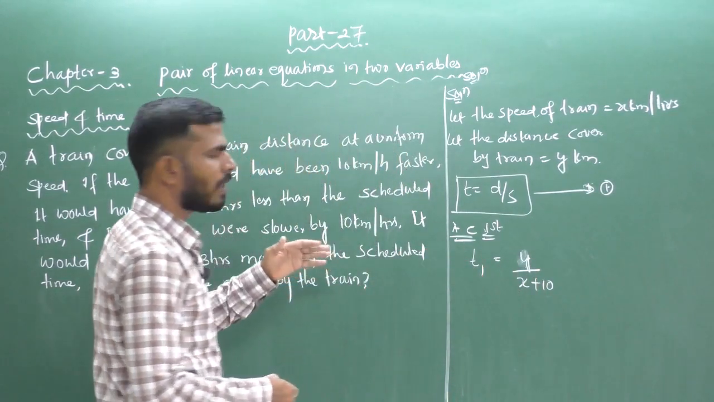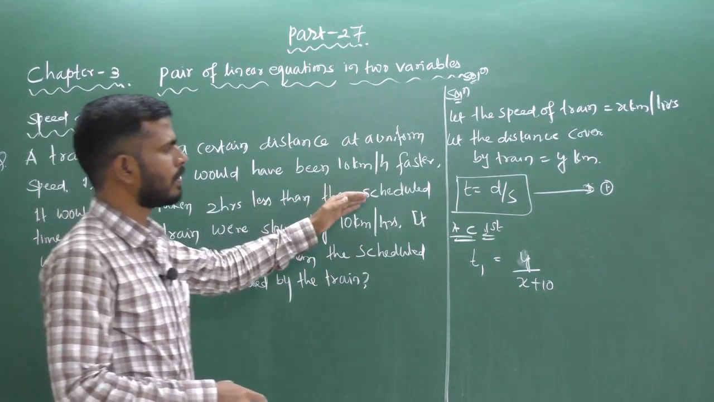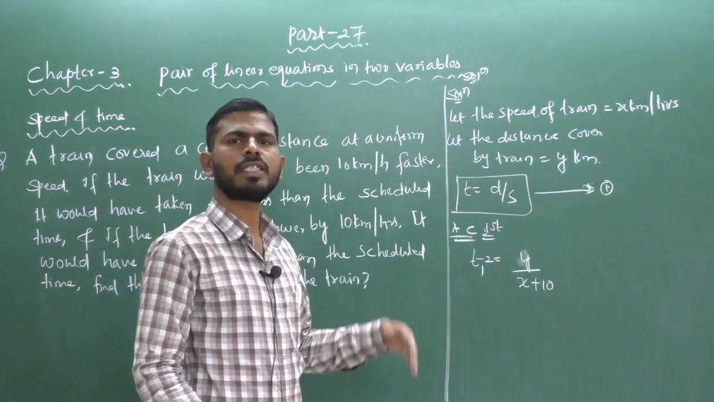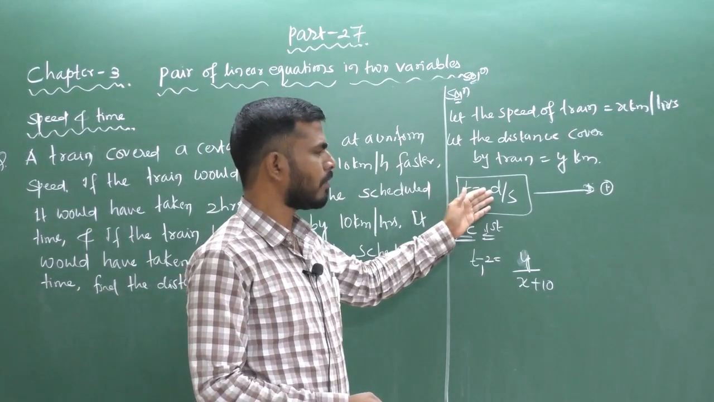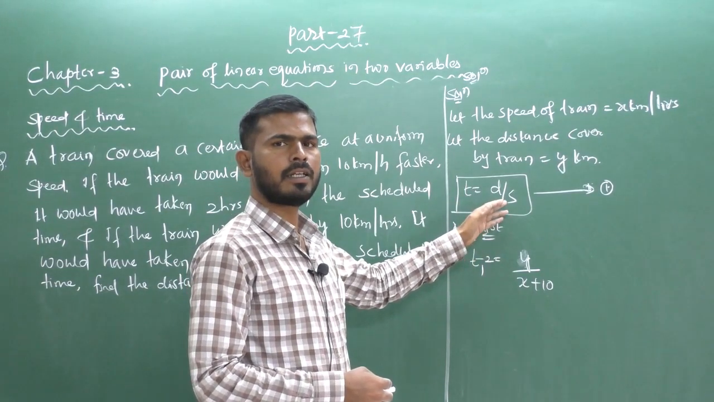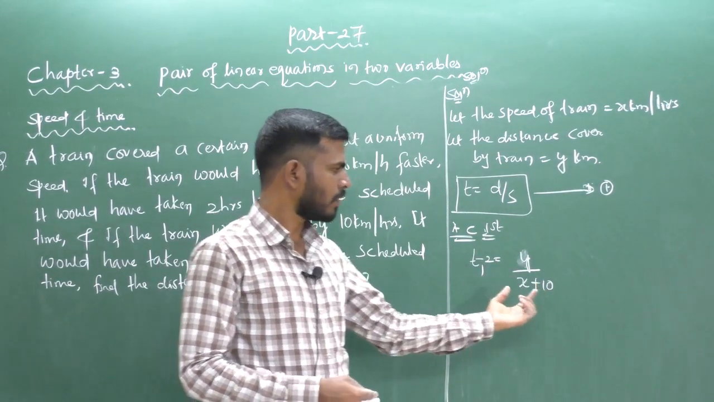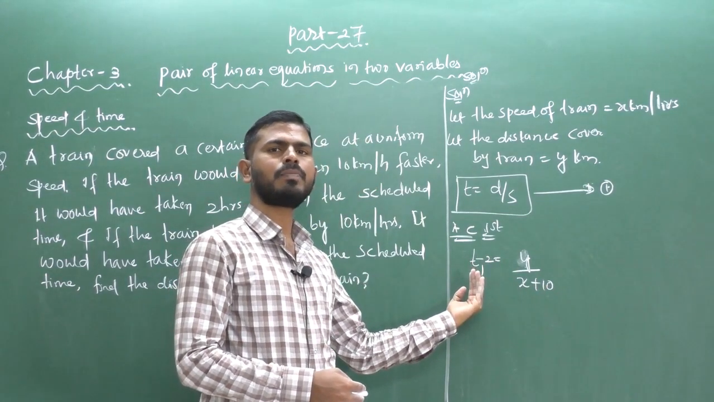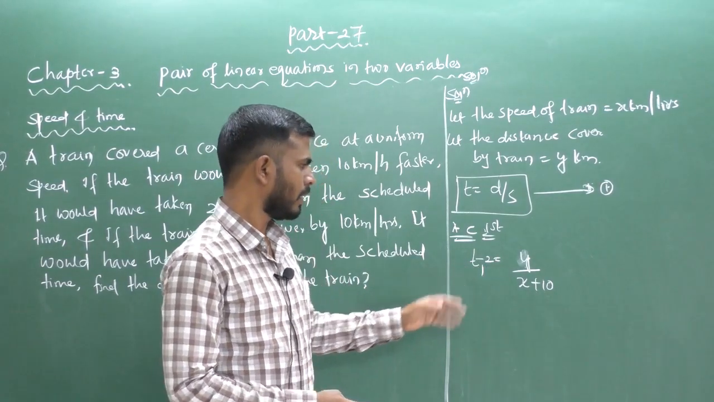So what becomes the time here? It would have taken 2 hours less than the scheduled time. Less means you take minus 2, more means plus 2. Comparing for equation 1, the distance covered by the train is y, and if you increase the speed by 10 km per hour, initially x, it becomes x plus 10. If you increase the speed, automatically the time reduces, so the scheduled time is t minus 2. So here this is t.